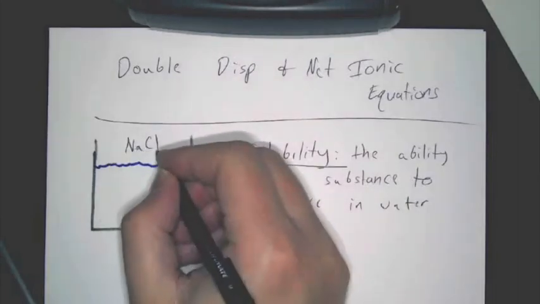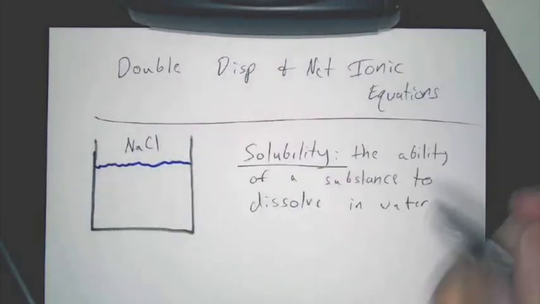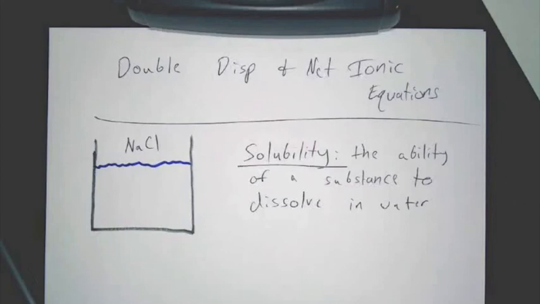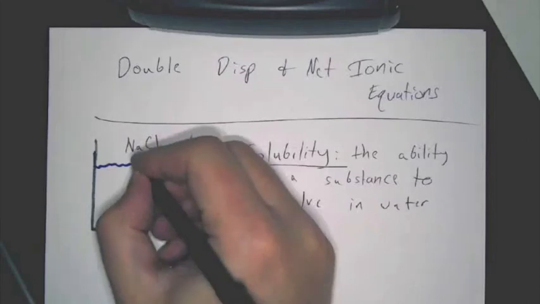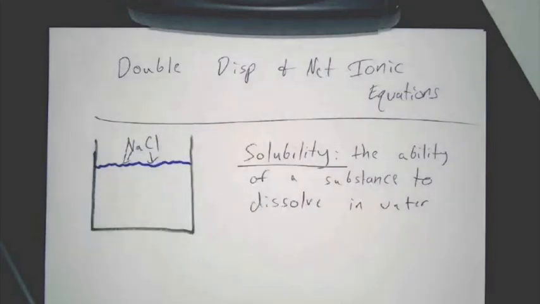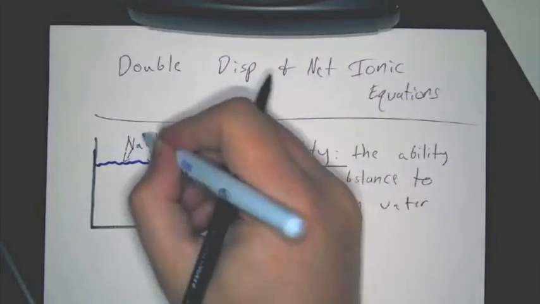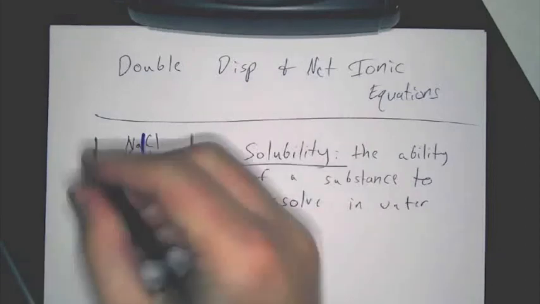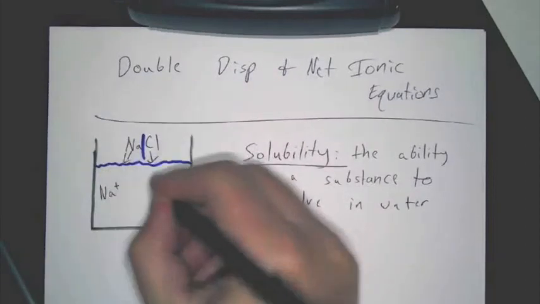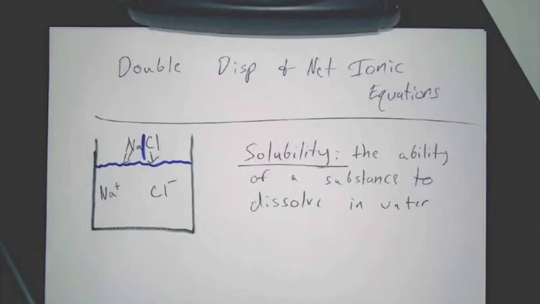And when sodium chloride dissolves in water, here's how this is going to work. You've poured salt into a beaker or whatever. You know salt water exists. What occurs when you put it into water is that it actually breaks apart. The ionic bond that holds NaCl together breaks apart, and you end up with a sodium ion and a chloride ion. And they're separated like that.